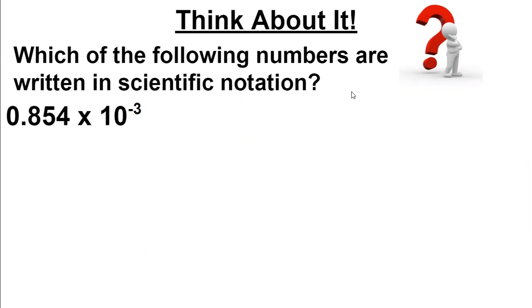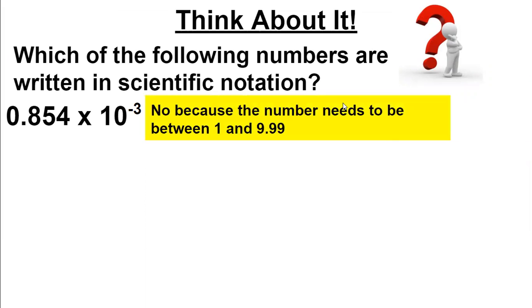0.854 times 10 to the negative 3. Is that written in scientific notation? I hope you said no, because the number needs to be between 1 and 9.99, and 0.854 is lower than 1. Okay? The next one is 3 times 10 to the negative 1.